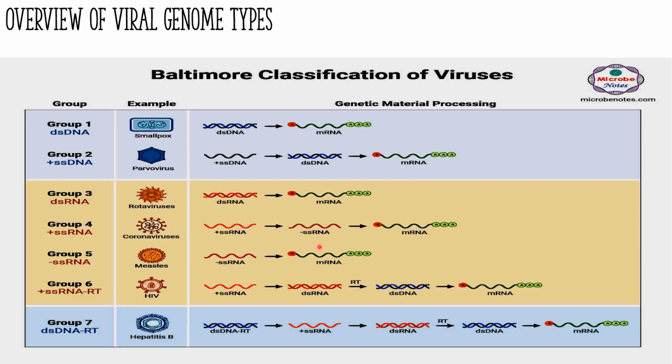Group 5 viruses have single-stranded RNA as their genome. Example for this is the measles virus. The single-stranded RNA genome has negative polarity, meaning that their sequence is complementary to the mRNA.